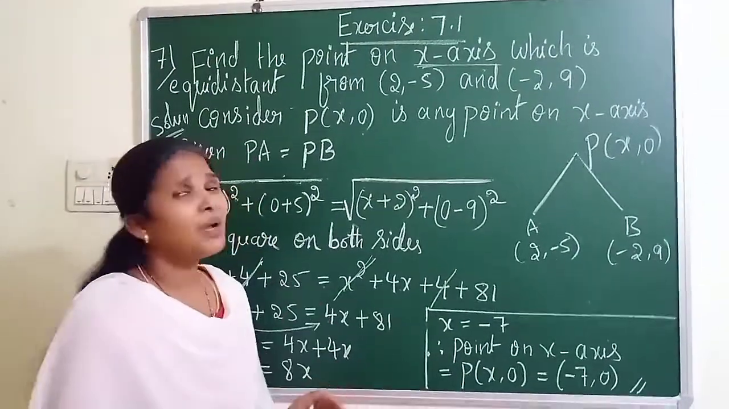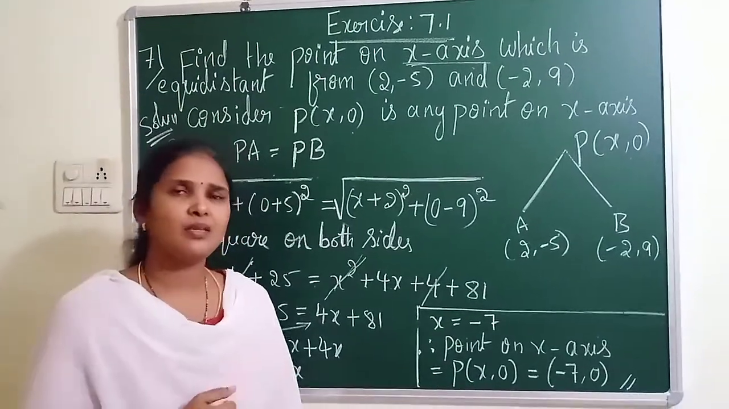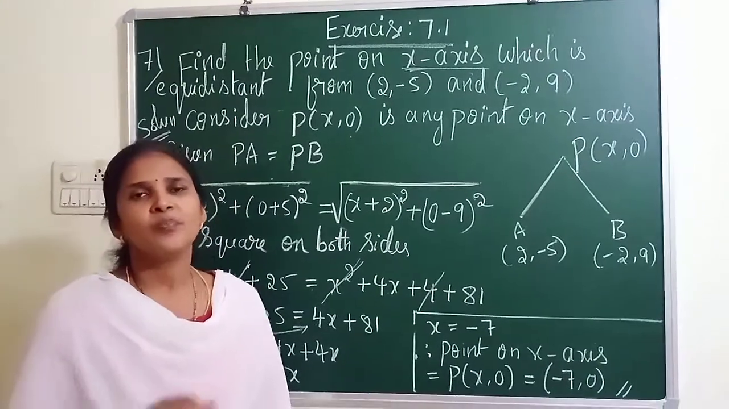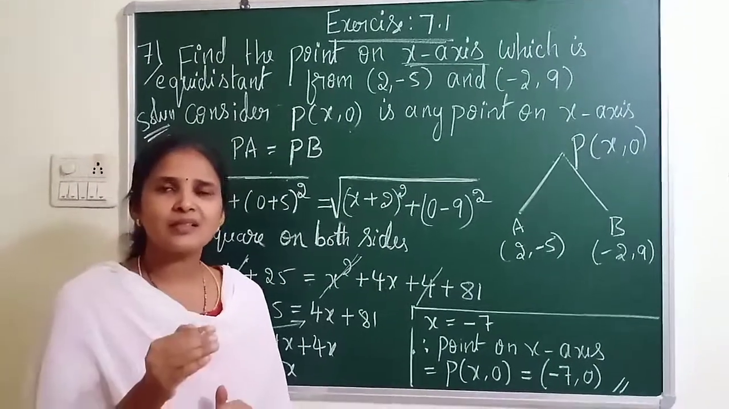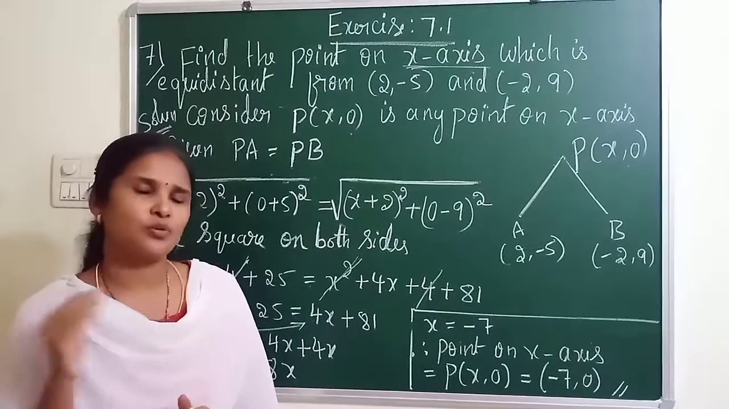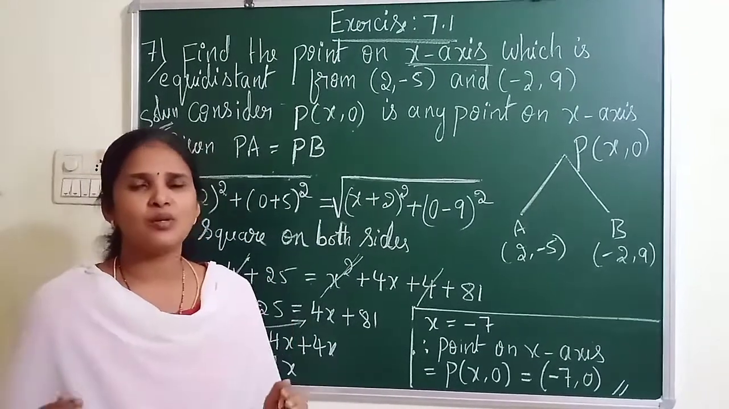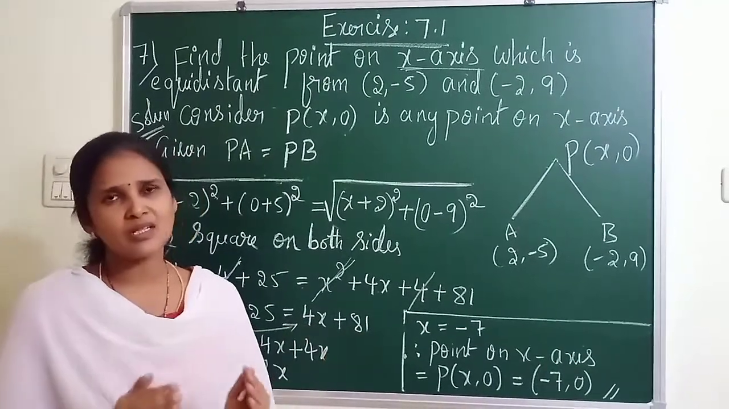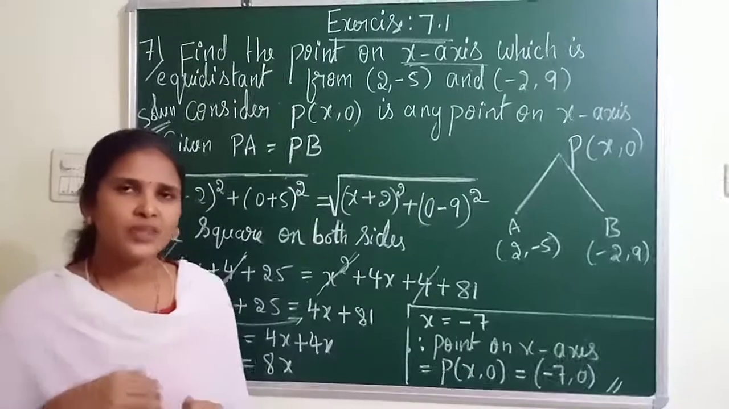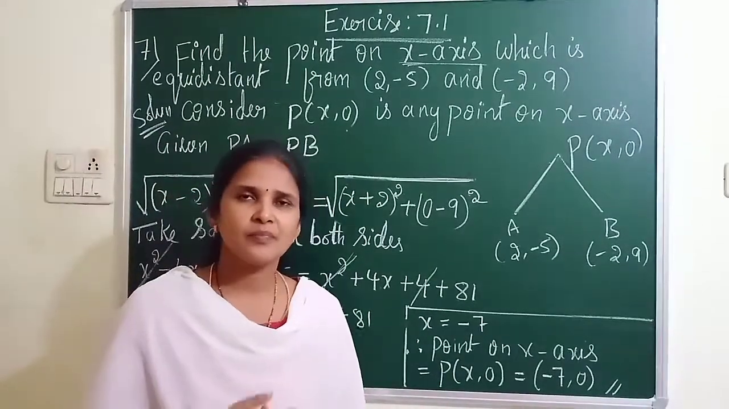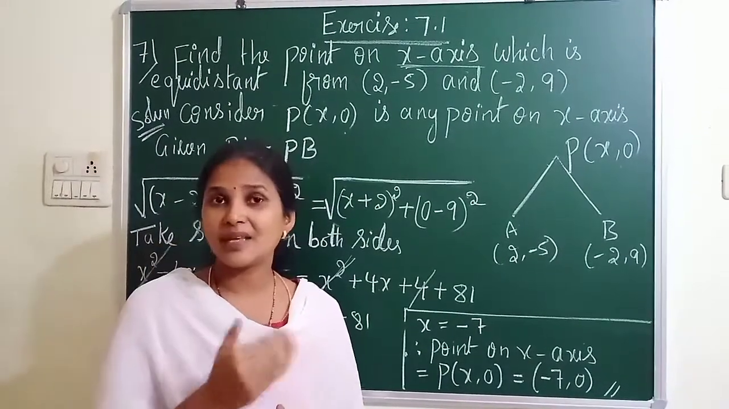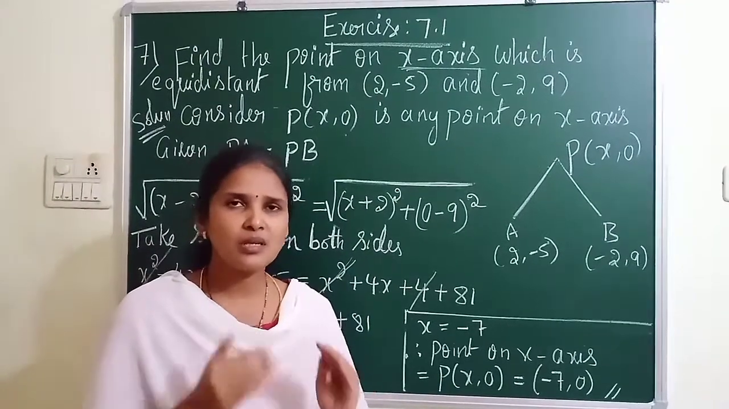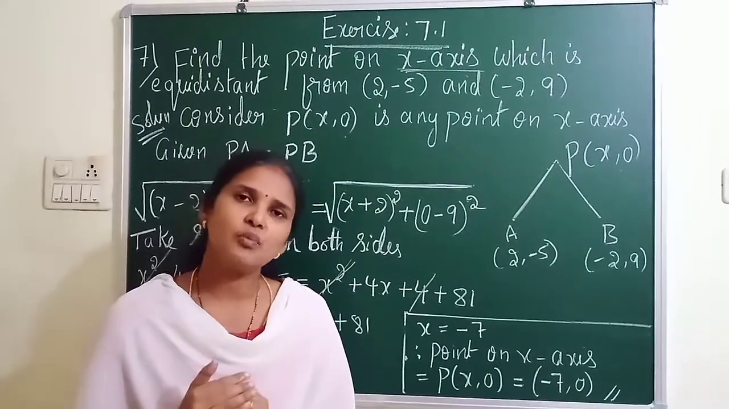So what is meant by a point on the x-axis? In the previous classes I told you that a point on the x-axis is nothing but (x, 0) because there is no y value. So (x, 0) represents a point on the x-axis. Then what about a point on the y-axis? There is no x value on the y-axis. So (0, y) represents a point on the y-axis.